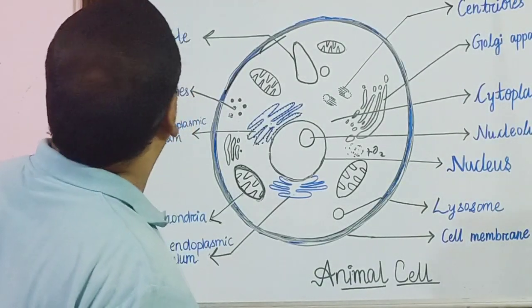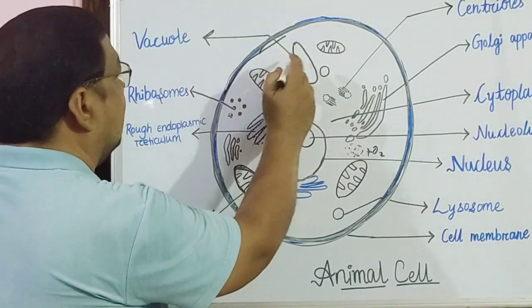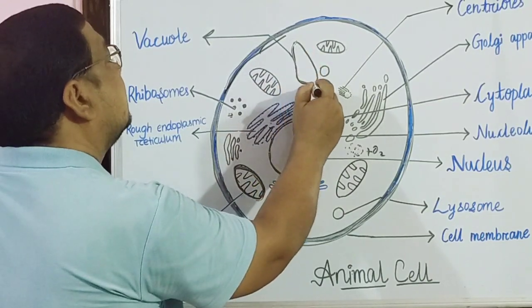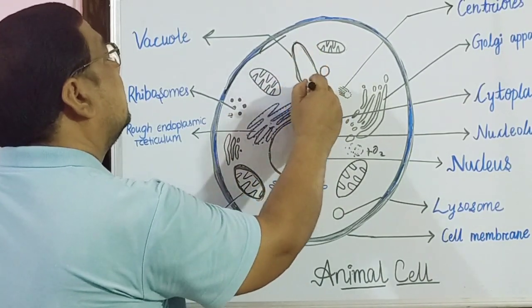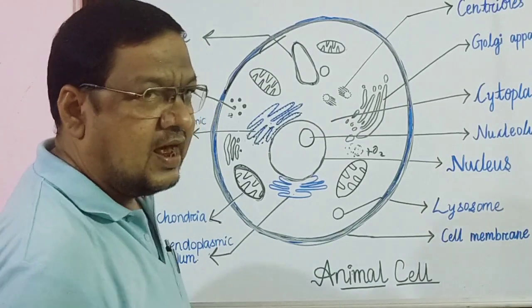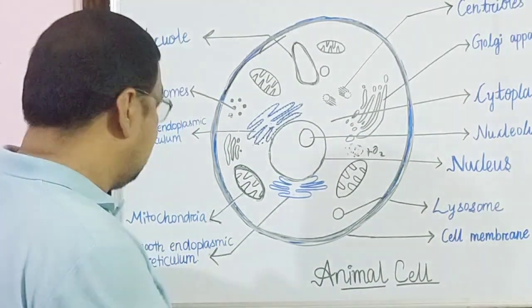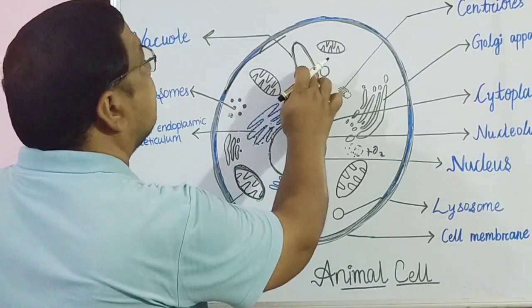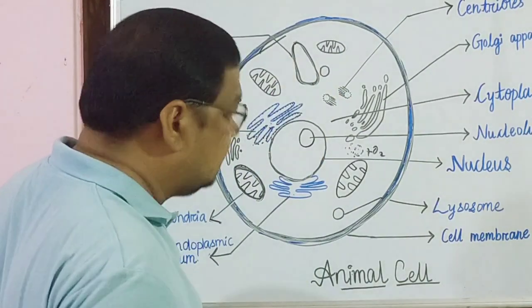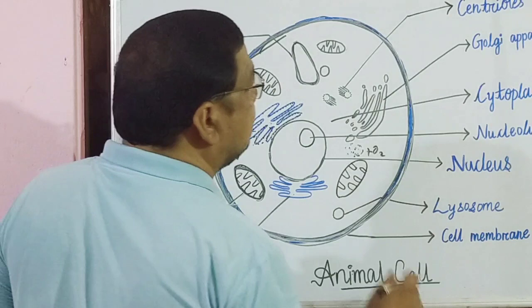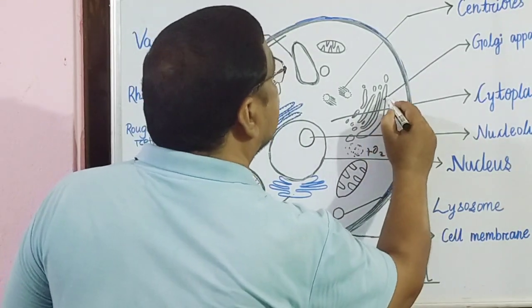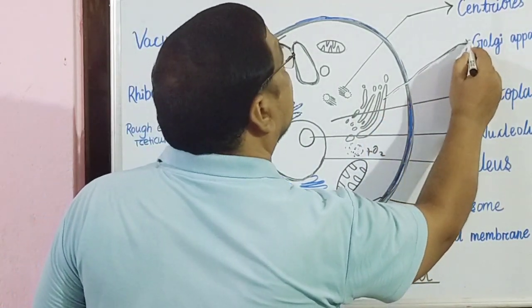Okay? Then a vacuole. What is vacuole? It is a space, vacuum. It is small in case of animal cell but large in case of plant cell. Inside it, water and other materials are present. Then see, another thing is Golgi apparatus. This is called Golgi apparatus.